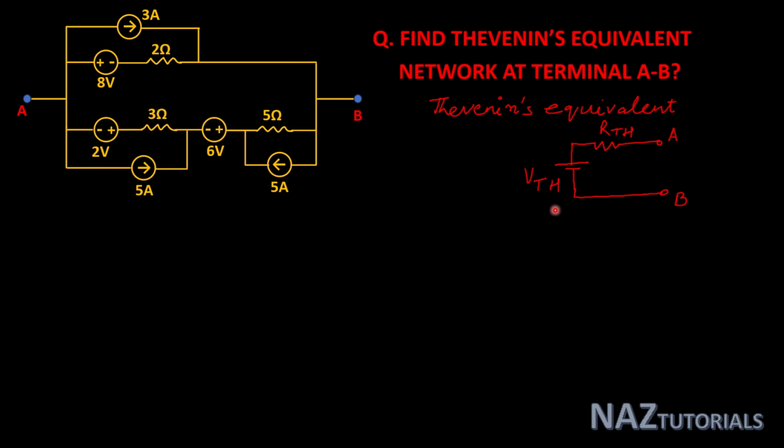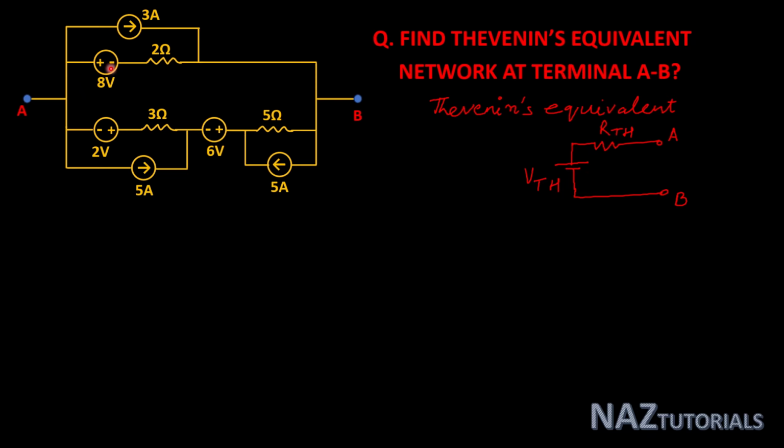VTh is the open circuit voltage of terminal AB and RTh is the equivalent resistance looking back into the terminal while all the independent sources are replaced by their internal resistances. So here in this circuit, first we see the open terminal voltage.